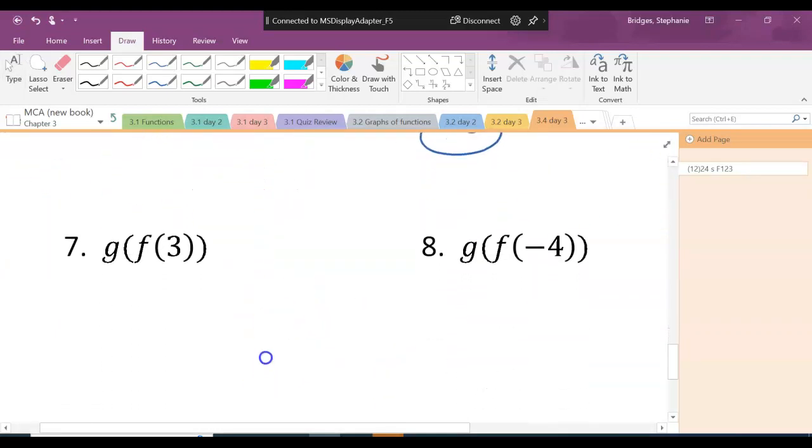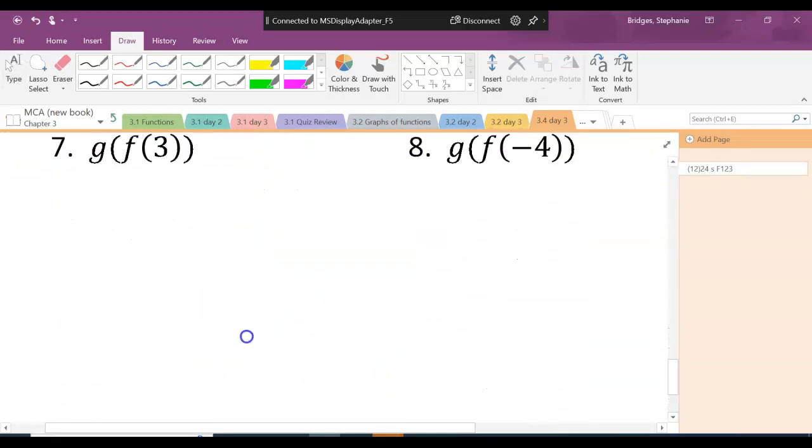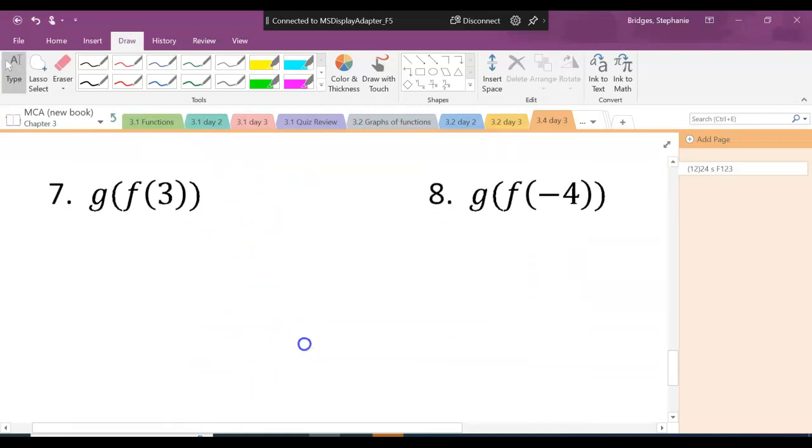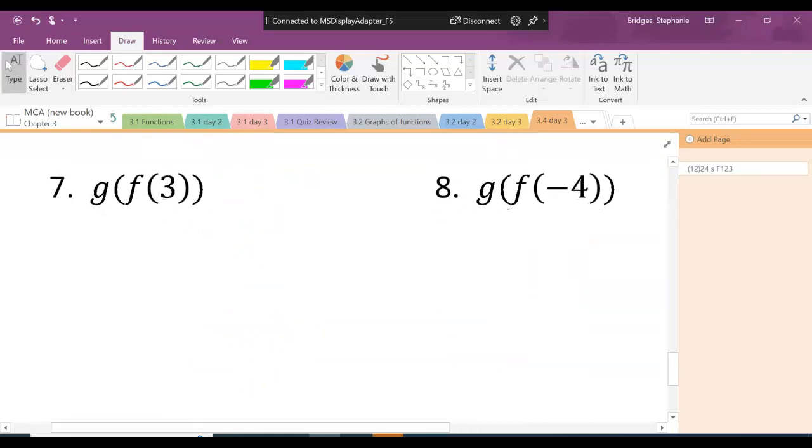All right. Try these two, both of them. Same two functions. I've got them written on the board, in case you didn't write them down and can't see them. These are the last two. We're finding composite functions. G of f of 3 and g of f of -4. Again, start on the inside and work your way out.